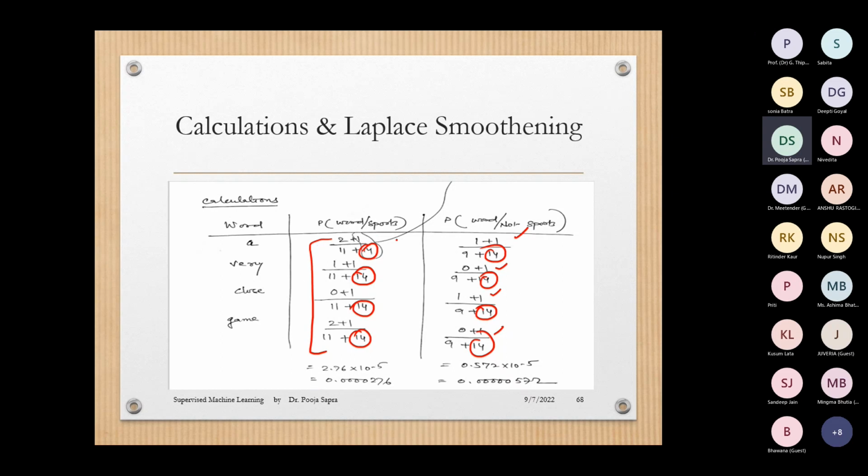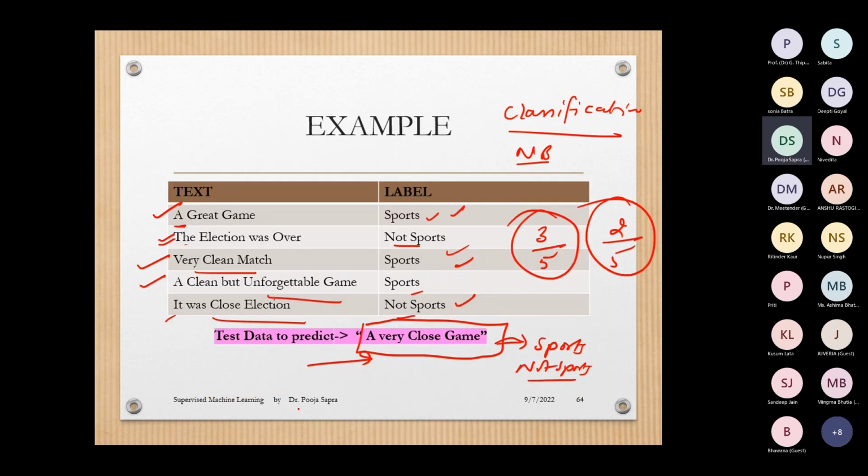Once I found this, I multiplied everything, and after multiplication, this is the result. Now, which one is better? This one is better, right? Which probability is less? This is less. So I can say which word belongs to which category. This is how we compare, we find the probabilities.